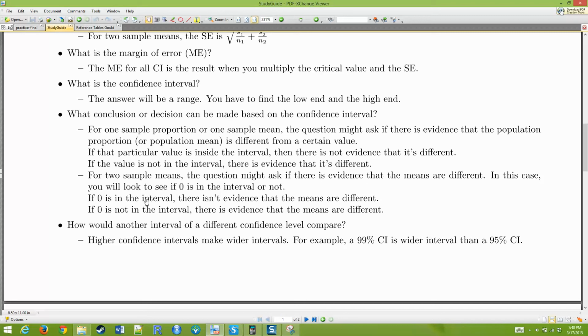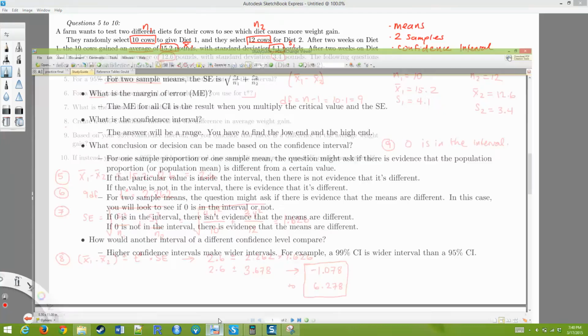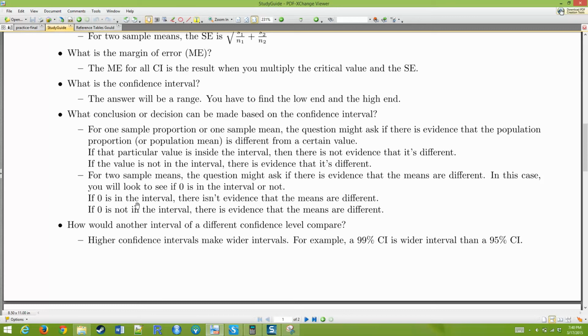If 0 is in the interval, there isn't evidence that the means are different. That's what it says. Okay, 0 is in our interval because it goes from -1 to +6. So we're going to say 0 is in the interval. And again, what did the study guide say? It says, if 0 is in the interval, there is no evidence that the means are different.